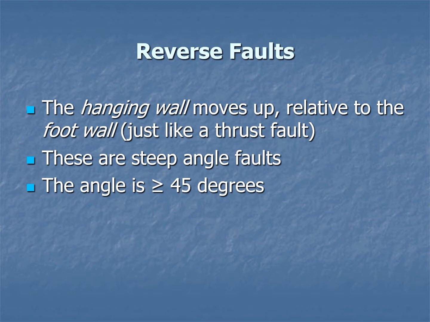So again, how is the reverse fault different from the thrust fault? It's just the angle. That's the only difference. So the hanging wall will move up relative to the footwall, just like the thrust fault. This will be a result of compression or squeezing, but the angle of the fault plane is going to be steep. It'll be greater than or equal to 45 degrees.